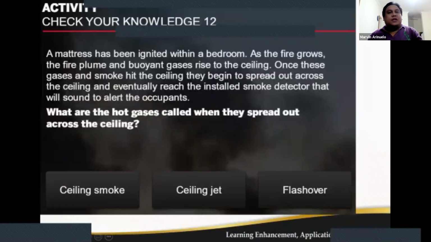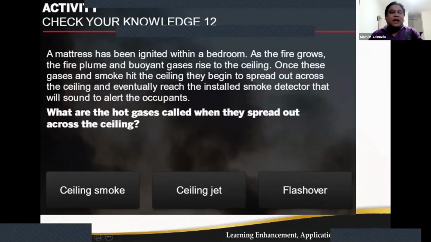Okay, check your knowledge number 12. A mattress has been ignited within the bedroom. As the fire grows, the fire plume and buoyant gas rise to the ceiling. Once these gases and smoke hit the ceiling, they begin to spread out across the ceiling and eventually reach the installed smoke detector that will sound to alert the occupants. What are the hot gases called when they spread out across the ceiling? Answer?